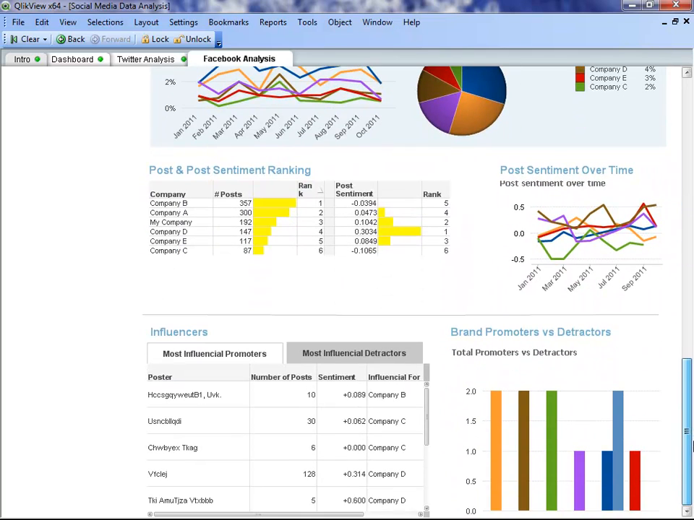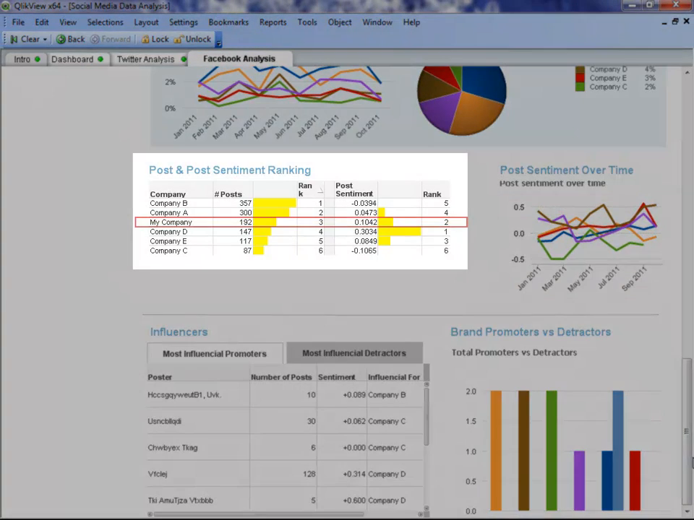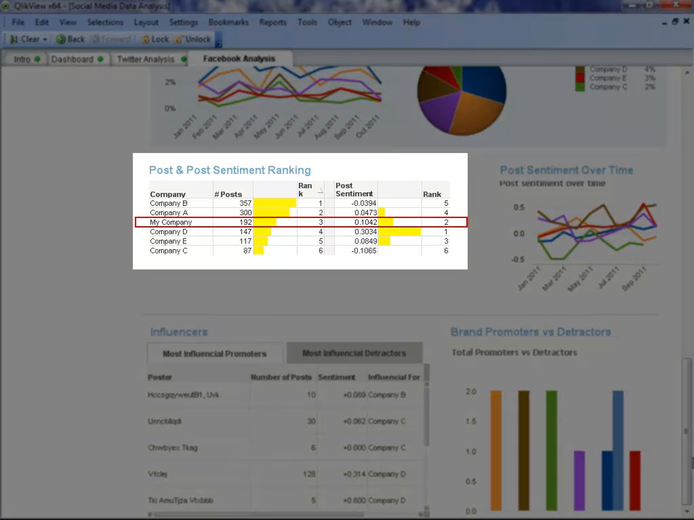We can gather that on Facebook, people do not talk about my company as often as they do on Twitter, but when they do, it is mostly positive. My company ranks third in the number of posts and second with regards to sentiment.